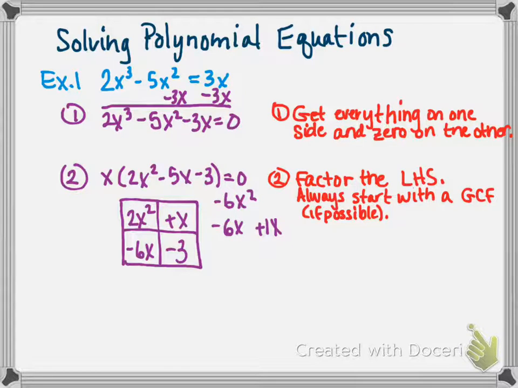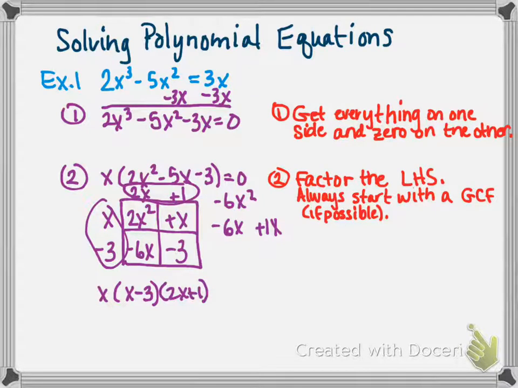And then first row, what's my GCF? X. Second row, negative 3. And then x times what is 2x squared? 2x. X times what is positive 1x? Plus 1. So this factors to 2x plus 1 times x minus 3, and I still have my x that was out front. That equals 0.